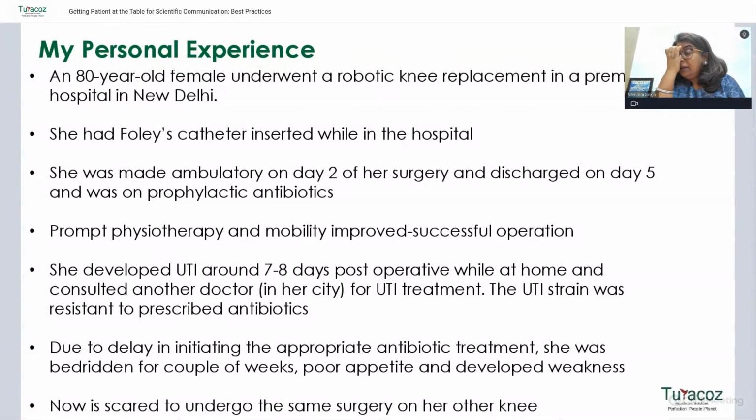Now, why I'm telling you this story here is that now she's very scared to undergo the same surgery on her second knee. So that is what the doctor had advised her. She has problems in both her knees. One knee was worse than the other one. So one she got operated, but the second one she's too scared.